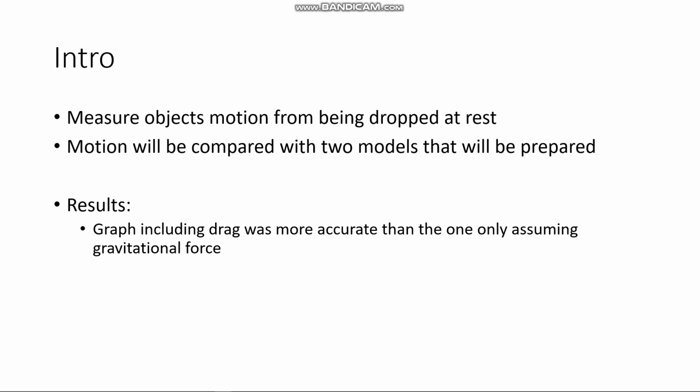So, quickly, just going over the introduction, the purpose of this lab is to measure an object's motion from being dropped at rest and observe how gravity and drag force interact with it. And then this motion is going to be compared to two models that are going to be prepared using GlowScript. One will be solely looking at a gravitational force, and then the other will be incorporating drag into this. And so quickly, the results I got is that the graph including drag was more accurate than the one only assuming gravitational force, and we will talk about that very soon.